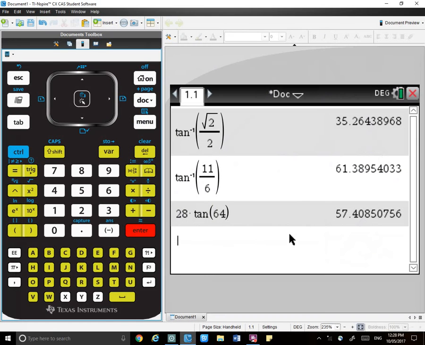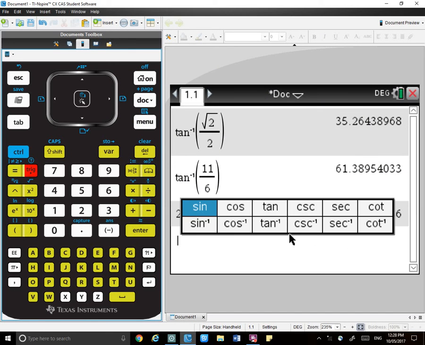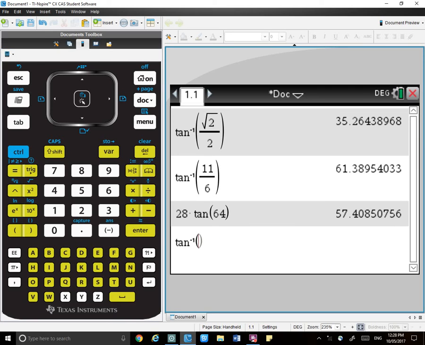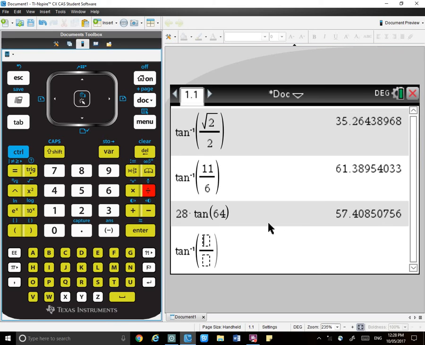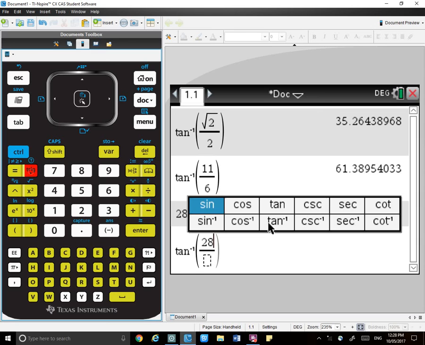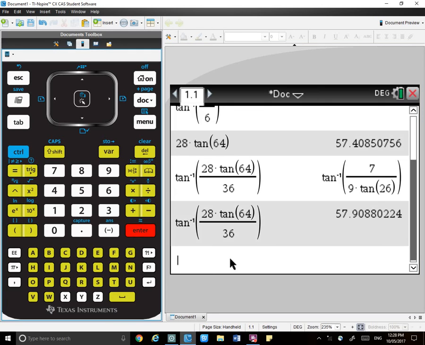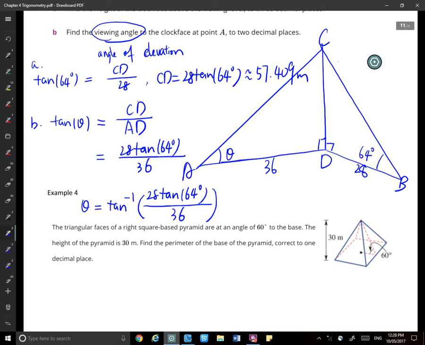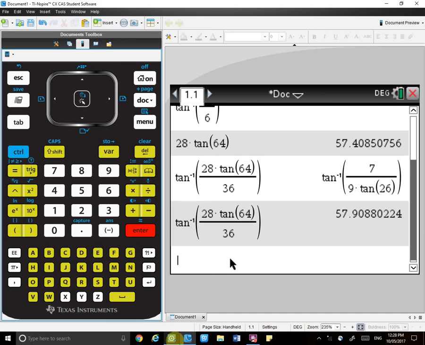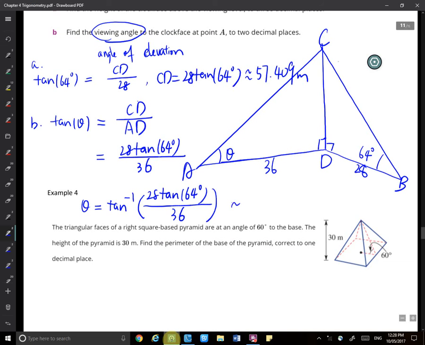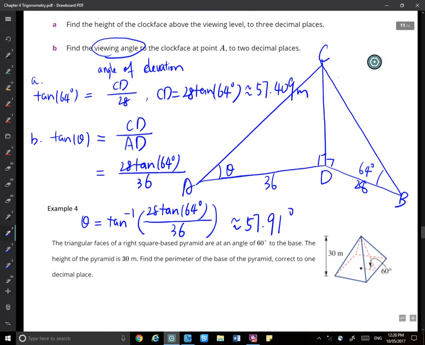And let's put that into the calculator. Tangent inverse of 28 tangent 64 over 36. Okay, 51.9. Let's see how many decimals. 2 decimals: 51.91 degrees. Okay, the angle of elevation theta will be 51.91 degrees.